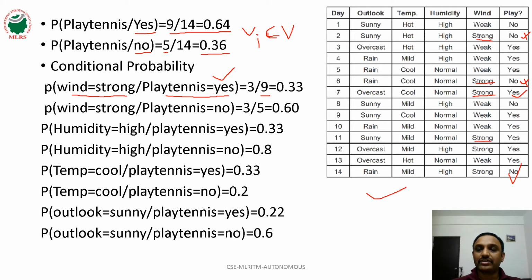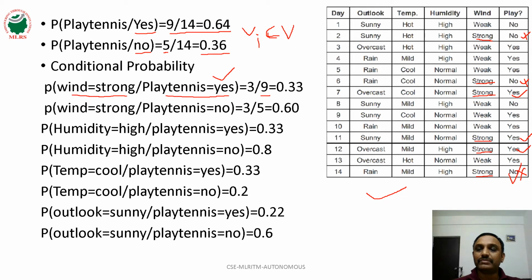Wind is strong, play tennis is yes, we have to consider this one. Wind is strong, play tennis is yes, we have to consider this one also. Last one is wind is strong, but play tennis is no. We are not considering this one. So how many things do we have to consider here?